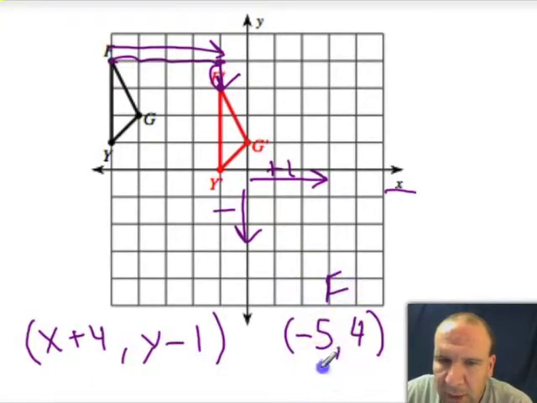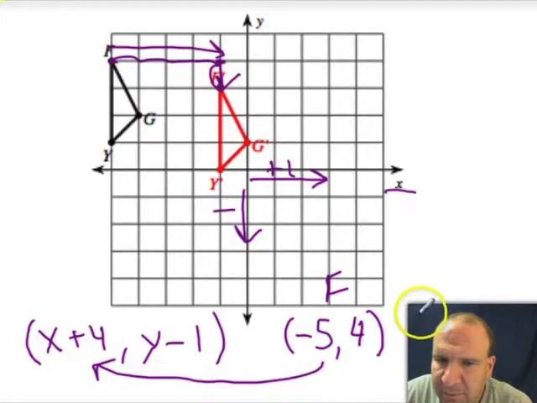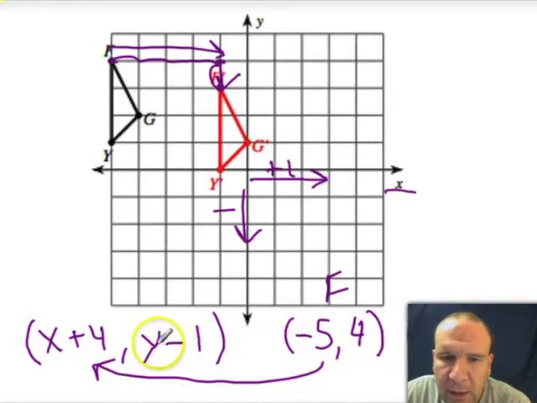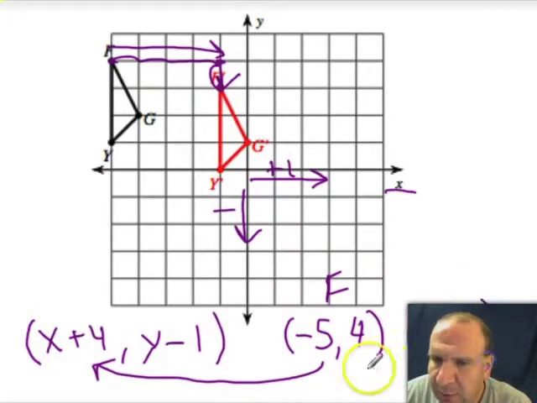And so when I look at this, what is my rule? It's x plus 4. So what's a -5 plus 4? If you're saying, okay, it's a -1. And my other rule for y is y minus 1. So it was 4. What's 4 minus 1? 3. So if I use that rule, I should be going from here to here.